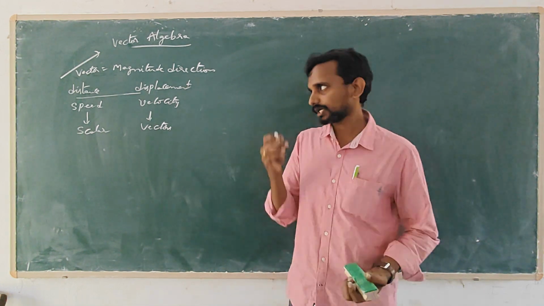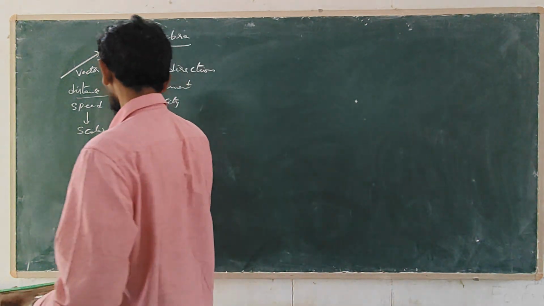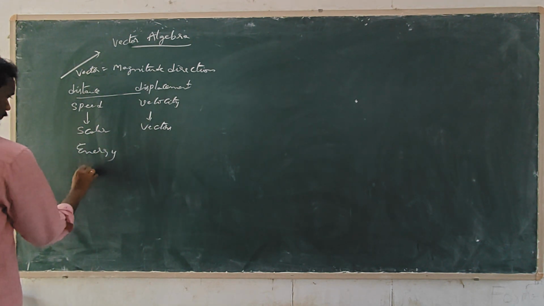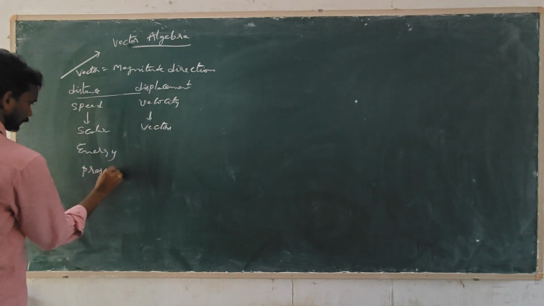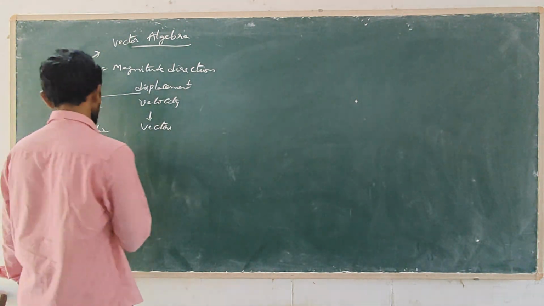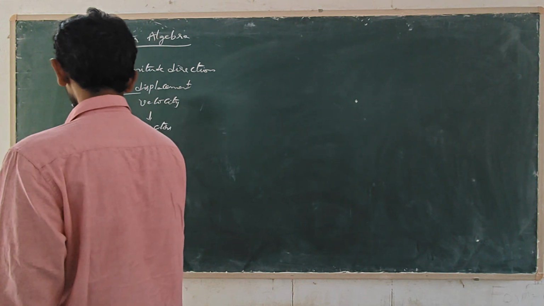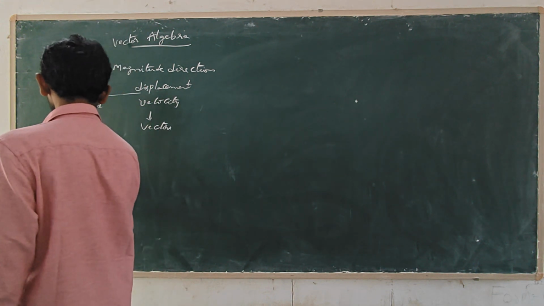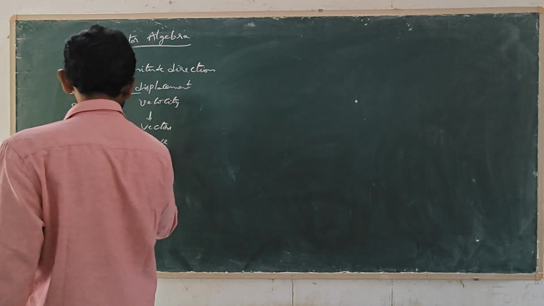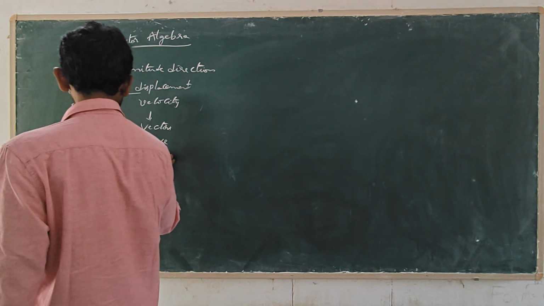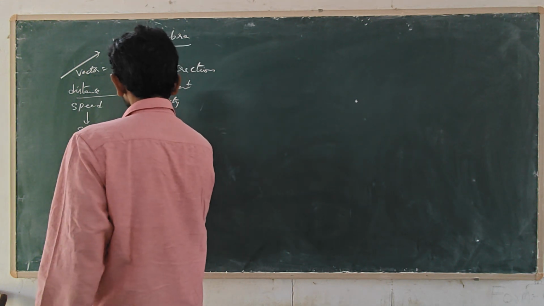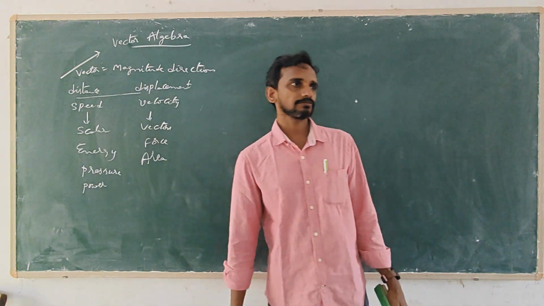Right? So అలాంటి వాటిని వెక్టర్స్ అన్నారు. Like your energy is a scalar, pressure is a scalar, and here power is also scalar. Force, potential, force is a vector. Area is a vector.